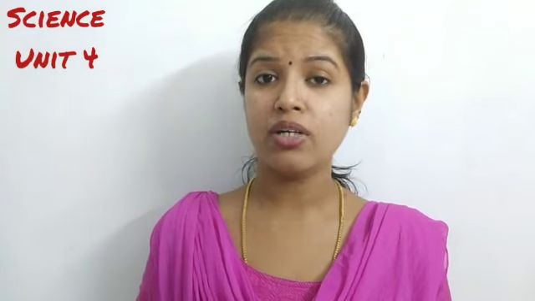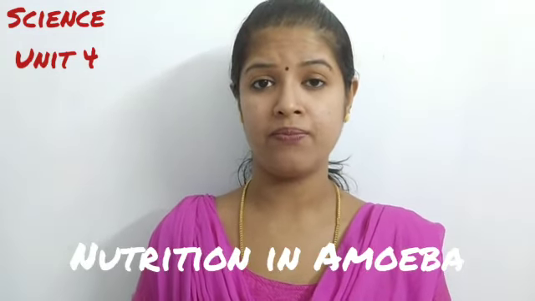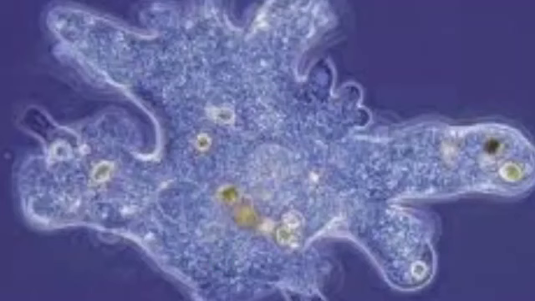Now talking about the nutrition in amoeba. Children, this is the picture of amoeba. This is a single cell, only one cell is there for this animal. It is a microscopic organism which we can see only through the microscope. We can't see it with our naked eyes. And as I told you, it is a single cell. There is no fixed shape for this amoeba. And it has certain finger-like projections, and that is called pseudopodia or false feet.